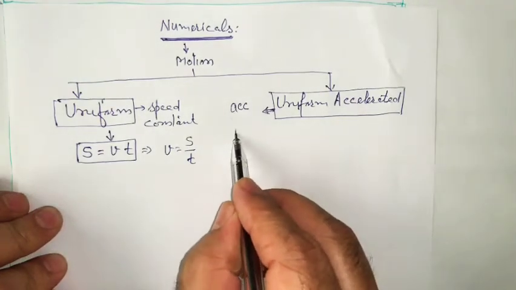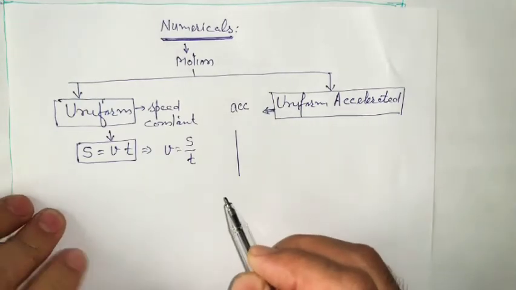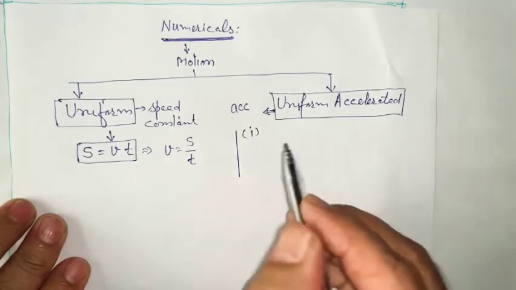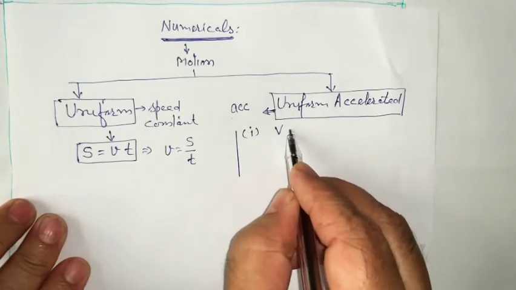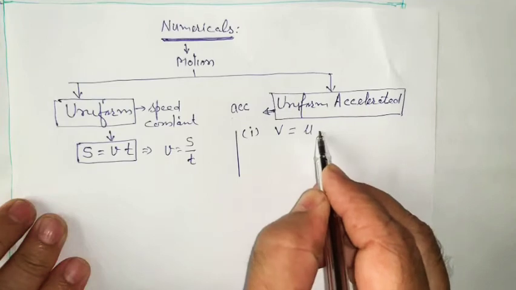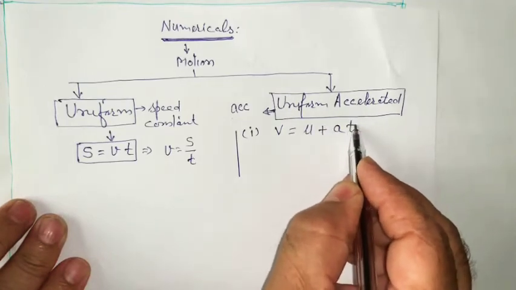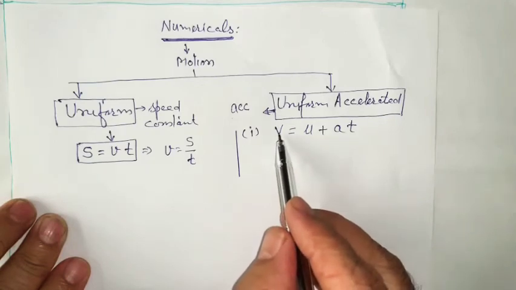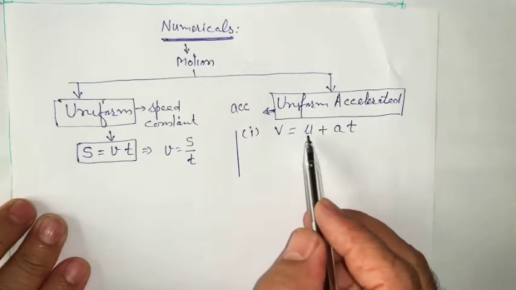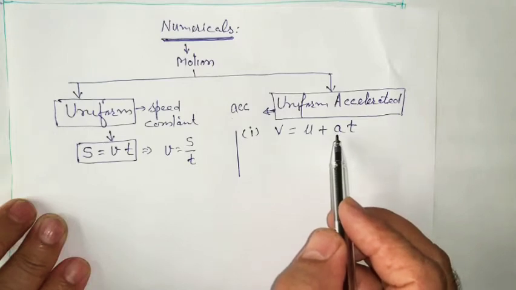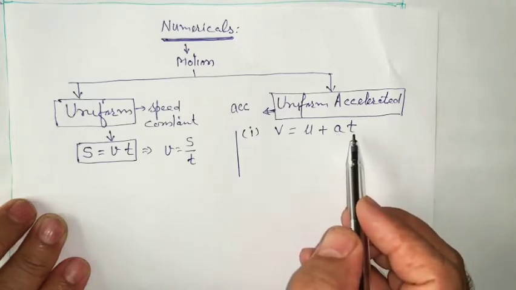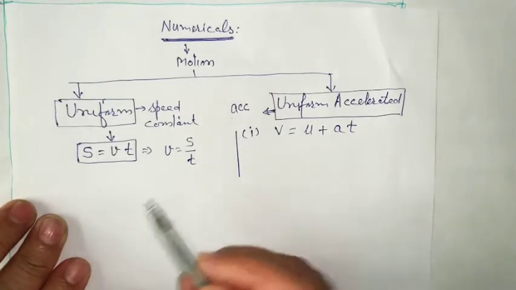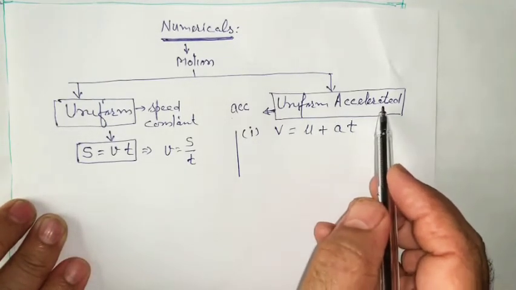But when you are going to discuss the uniform accelerated motion, then you have three equations. Number one, V is equal to U plus AT. V is final velocity, U is initial velocity, A is acceleration of the body, and T is the time. Don't use this formula for uniform motion. This is only for uniform accelerated motion.